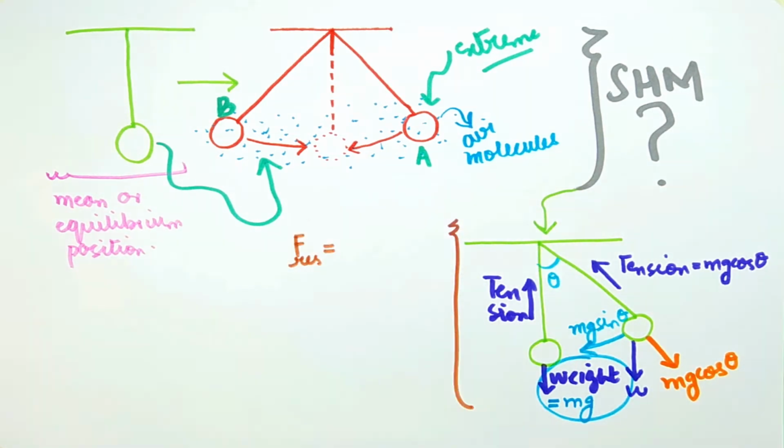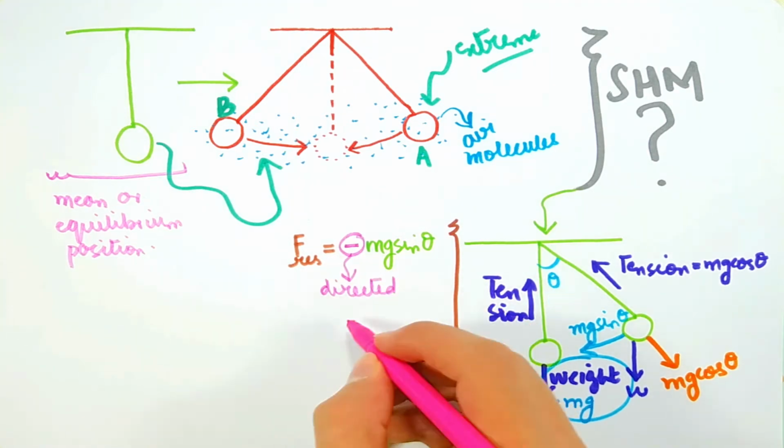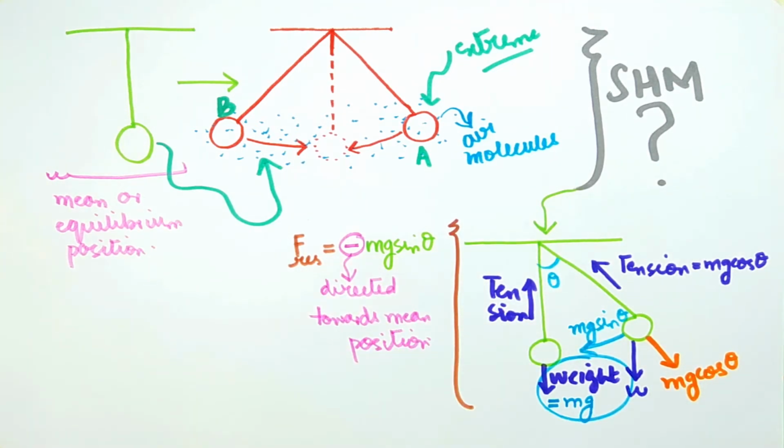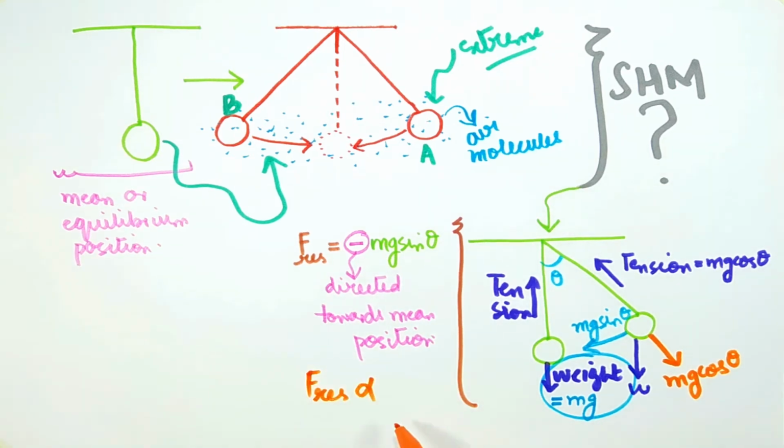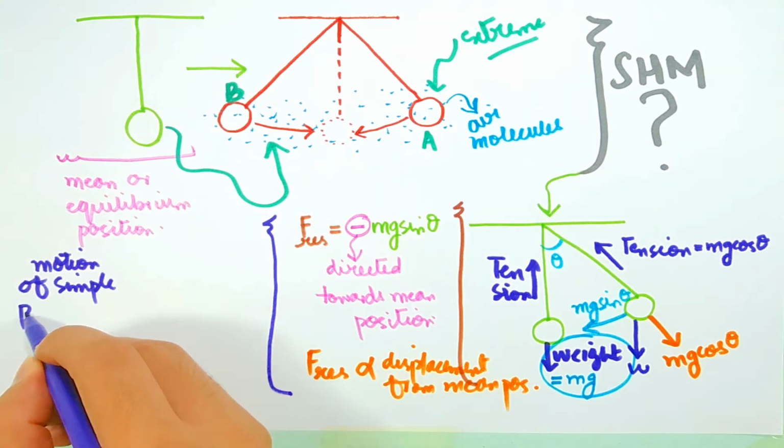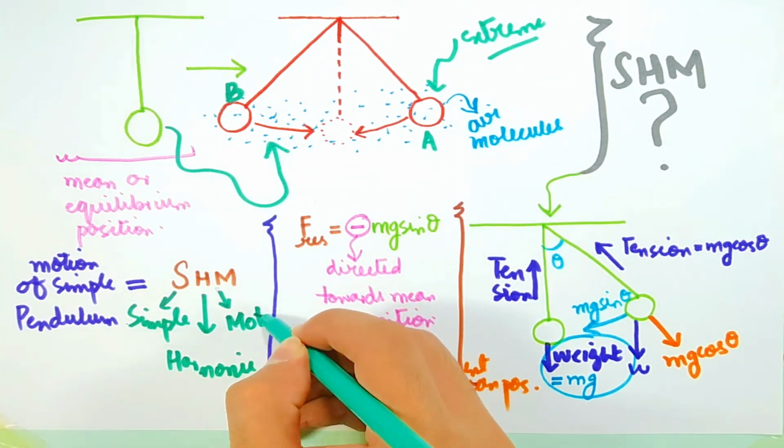But we do have a net force acting on the mass at position A. That net force is directed towards the mean position, which is mg sin theta. So this is the force that creates our oscillatory motion. It is also known as the restoring force. So Fr is equal to minus mg sin theta. This shows that the restoring force is directly proportional to the displacement from the mean position, and it is always directed towards the mean position. That is why simple pendulum is a type of simple harmonic motion.